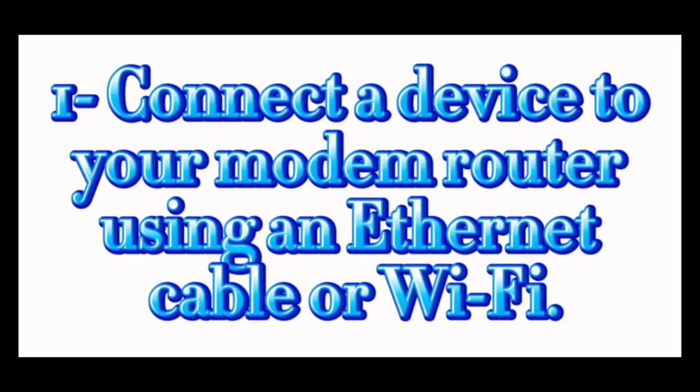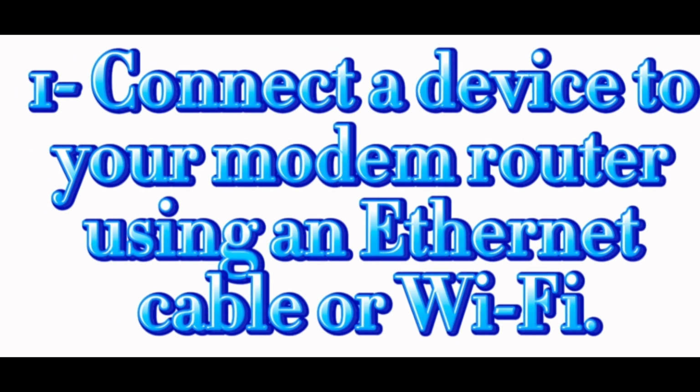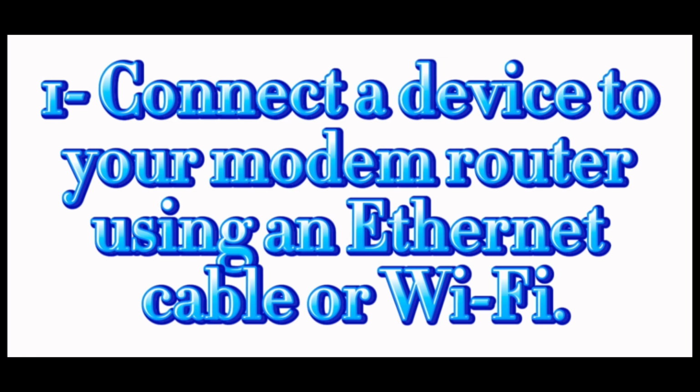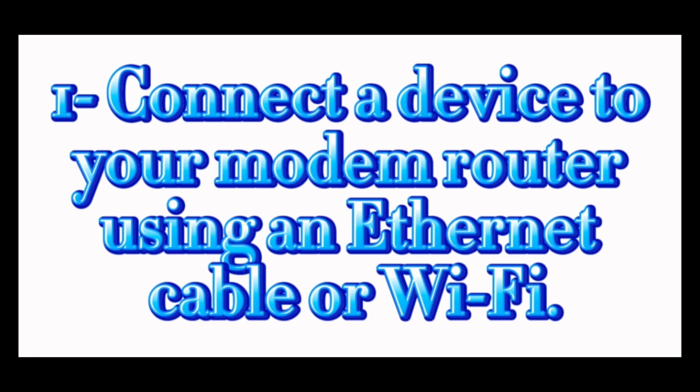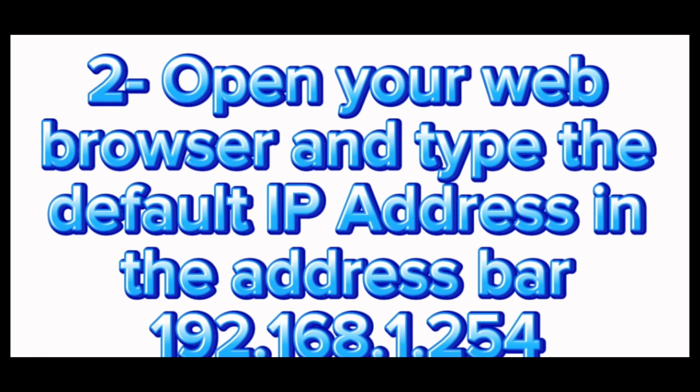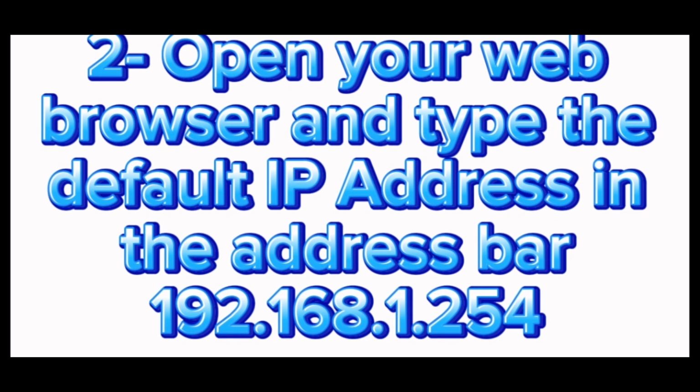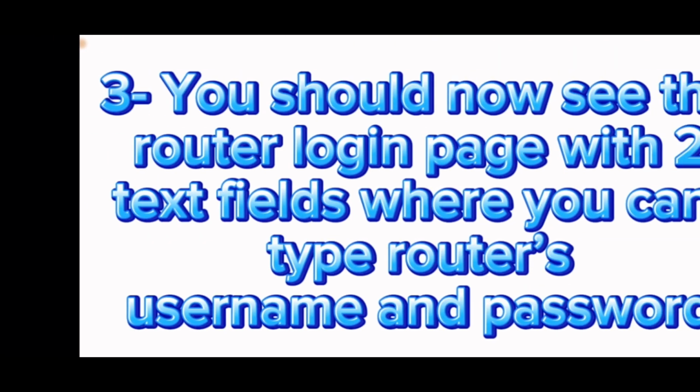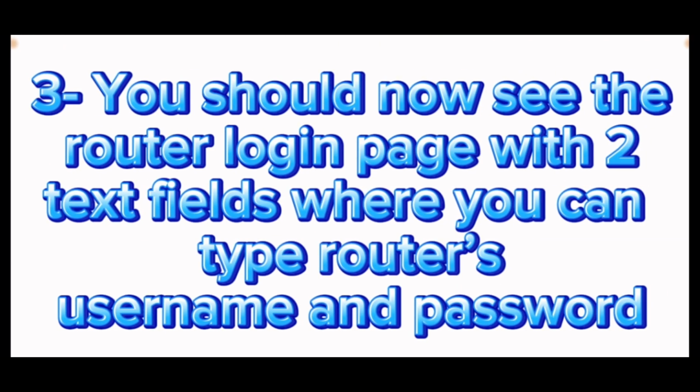1. Connect a device to your modem router using an Ethernet cable or Wi-Fi. 2. Open your web browser and type the default IP address in the address bar, 192.168.1.254. 3. You should now see the router login page with 2 text fields where you can type the router's username and password.